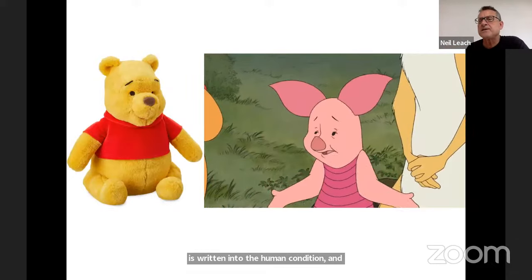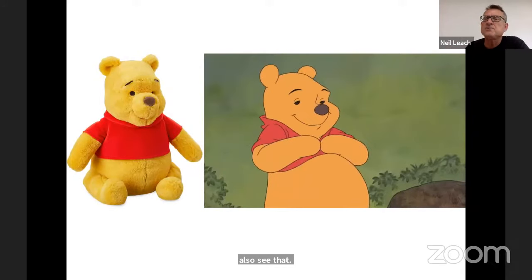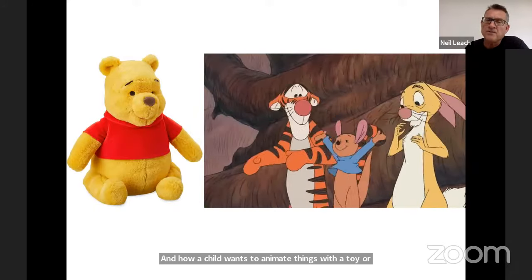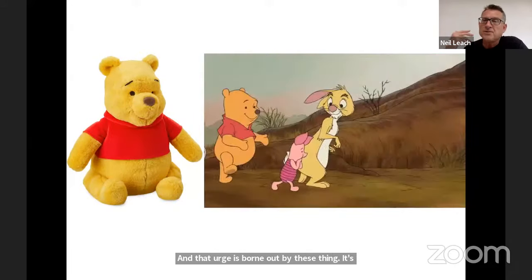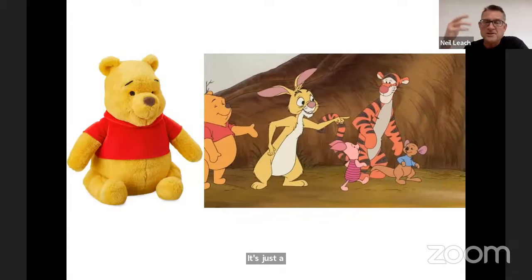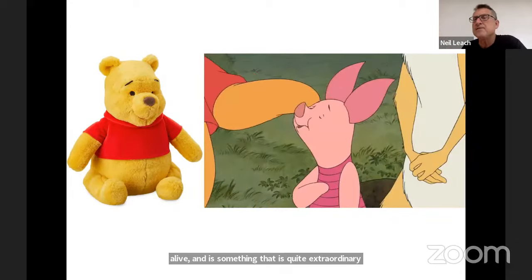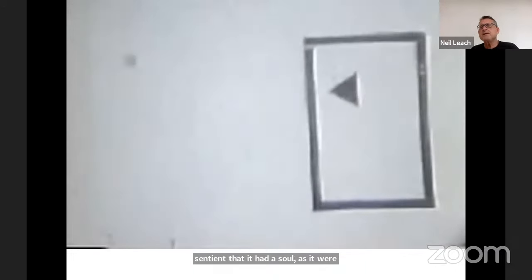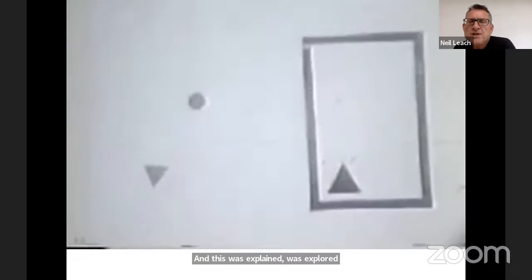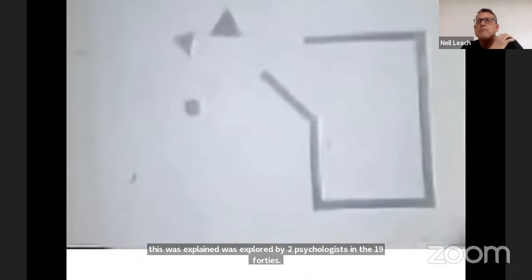And you can also see that in how a child wants to animate things, with a toy or something. That's part of the process of growing up, of animating it. It's just a stuffed toy, but for the child, it comes alive and is something quite extraordinary. So we see this anthropomorphization written into many aspects of contemporary culture. And from that point of view, you can see the trap into which Blake Lemoine fell, thinking that AI was sentient, that it had a soul, as it were. It doesn't. And this was explored by two psychologists in the 1940s, where they performed an experiment.